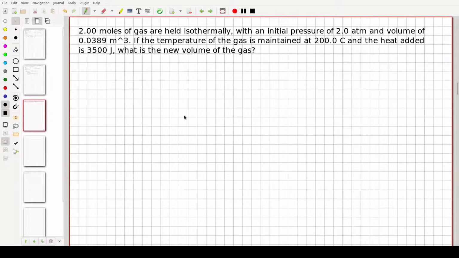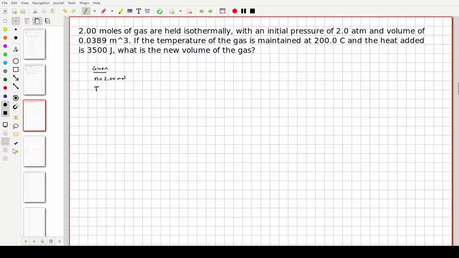Now, here's another one right here. This is an isothermal expansion. What that means is that our pressure can change, our volume can change, all these things can change with the exception of your temperature. Okay? So what I've been given here is that I have 2 moles of gas, and they're being held at a constant temperature.